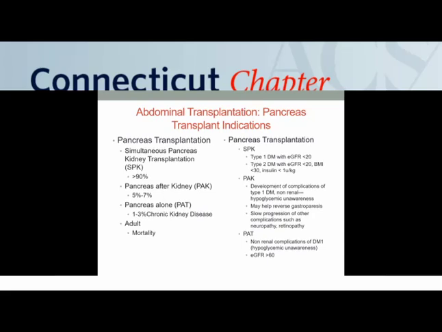So who gets a simultaneous kidney pancreas transplant or pancreas kidney transplant? If you have type 1 diabetes with renal disease, you're in. If you have type 2 diabetes with renal disease and you have a low BMI and you have an insulin requirement under 1 unit per kilogram, you're in. So why do we consider type 2 diabetes? Technically, those are patients who make insulin, right?